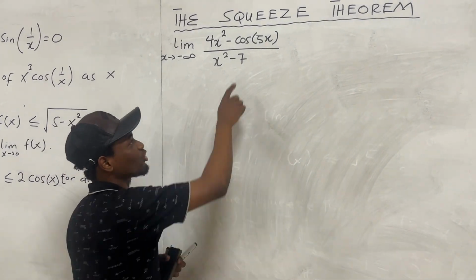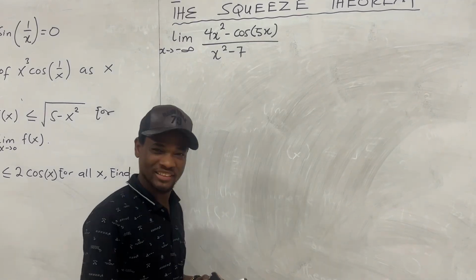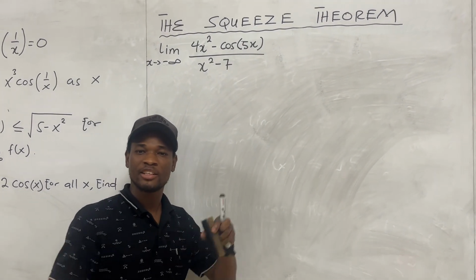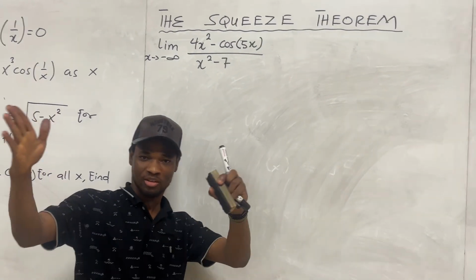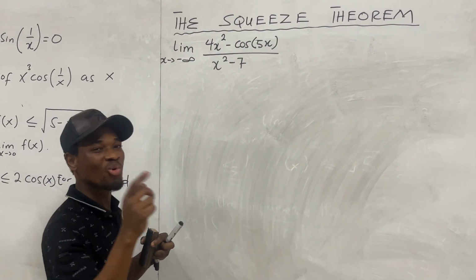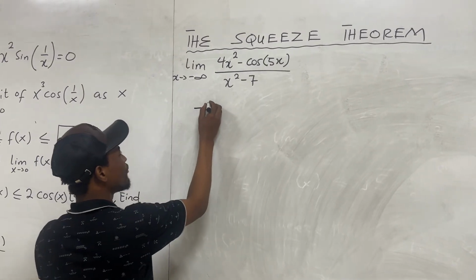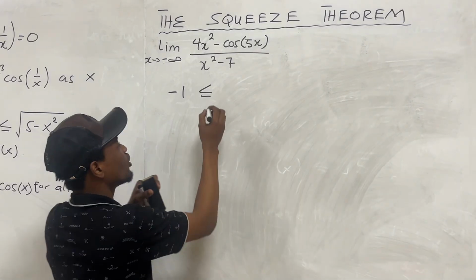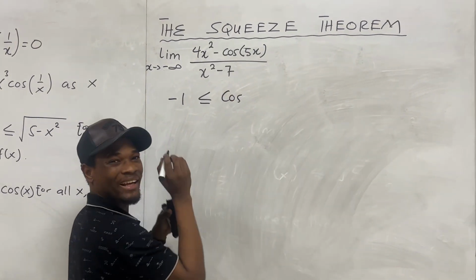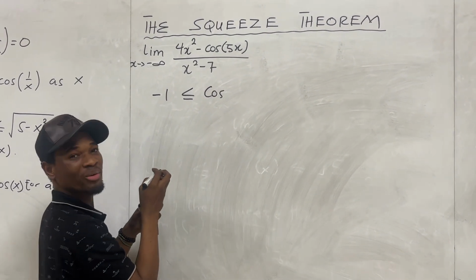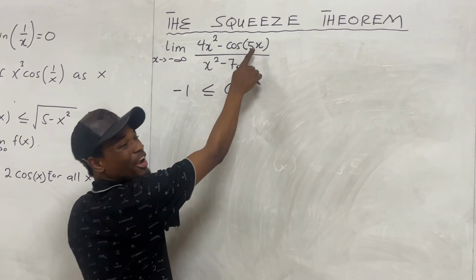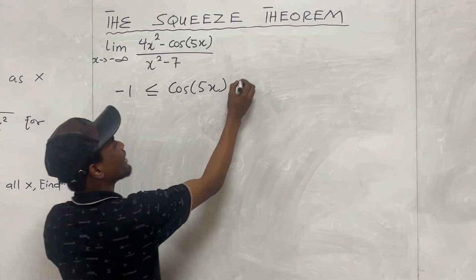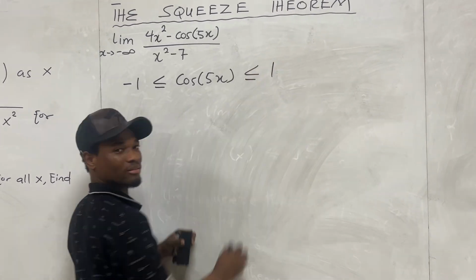Remember, we have a cosine function. So let's write the range. We already know that -1 is less than or equal to cos, sorry, for cos x. But in this case, we have 5x, cos 5x, then less than or equal to 1.